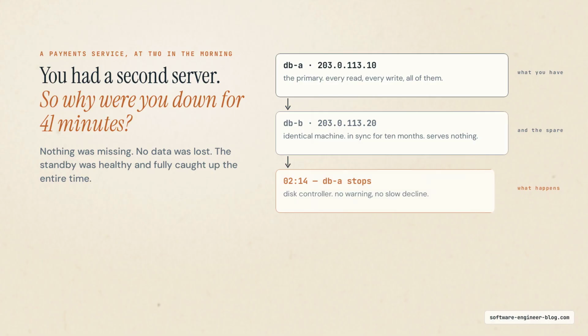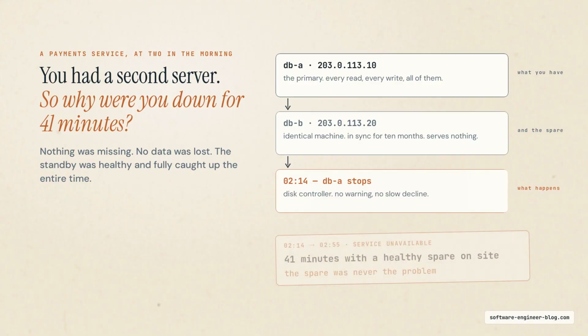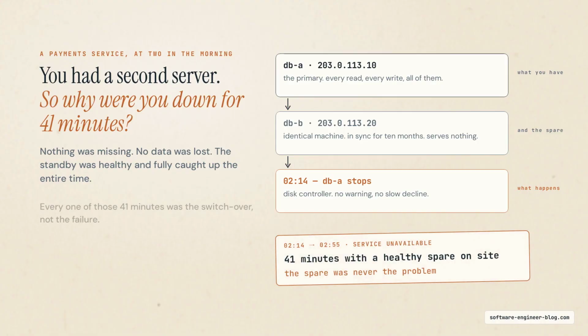Not because the standby was missing, not because the data was gone. The standby was fine the whole time. Every one of those 41 minutes was spent switching over to it. So here's the question this whole video answers. You had a second server. Why were you down for 41 minutes?